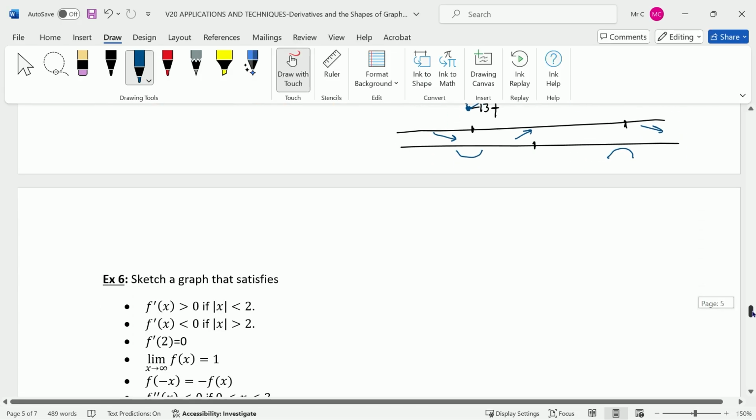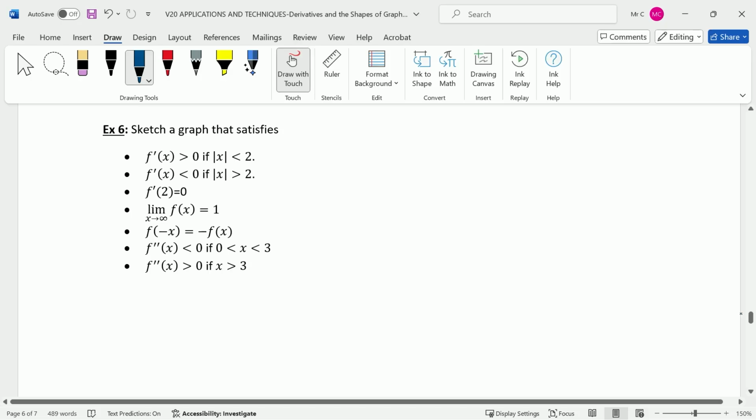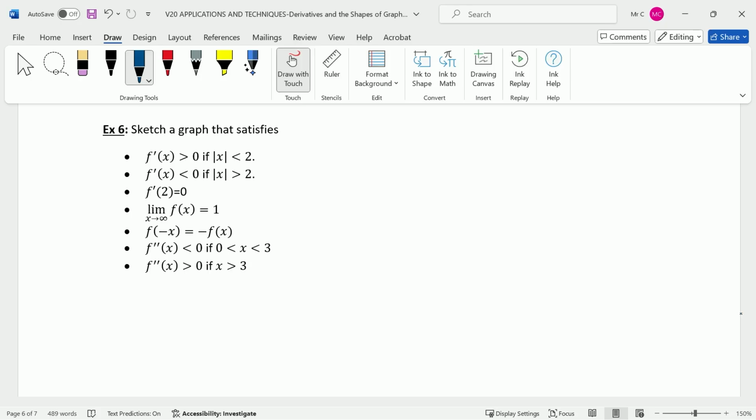Okay, let's take a look at another example here. Example 6, sketch a graph that satisfies the following conditions. F prime is greater than 0 if the absolute value of x is less than 2. F prime is less than 0 if the absolute value of x is greater than 2. F prime of 2 is 0. The limit as x goes to infinity of f of x is 1. F of negative x is negative f of x. F double prime is negative if x is between 0 and 3. And f double prime is positive for x greater than 3.